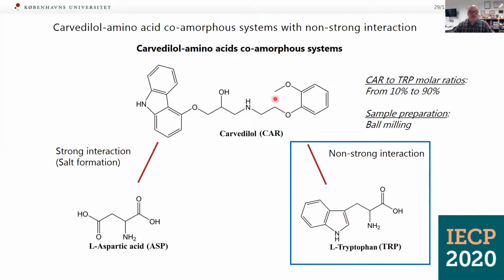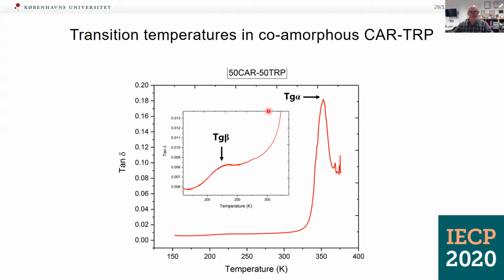It cannot form an amorphous salt with the drug, but it can interact maybe with weaker interactions. So let's say it's a non-strong interacting amino acid for this particular drug. And here we again look at the thermal behavior of various co-amorphous systems. Initially, you can make them amorphous for some time anyway, at many ratios.